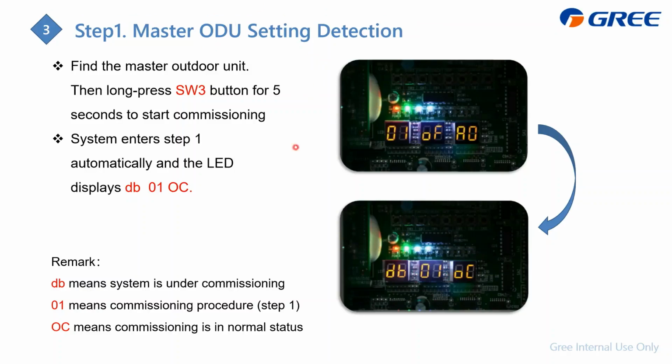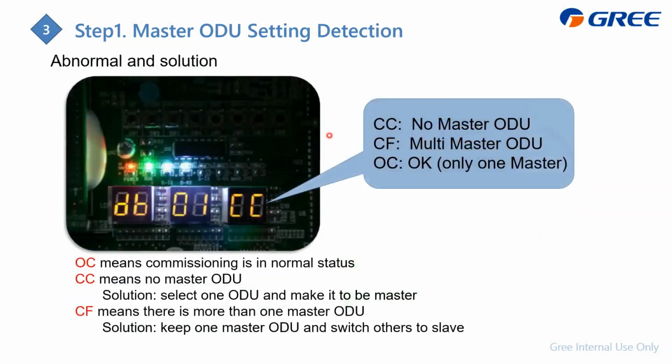So the first step, the unit can detect if you have already set the master outdoor unit, and only one master outdoor unit can be set. So if it is right, here we'll display the OC. It means okay, and then it can continue. But if it displays CC, it means no master outdoor unit. It means you haven't set the master outdoor unit for the modularized system.